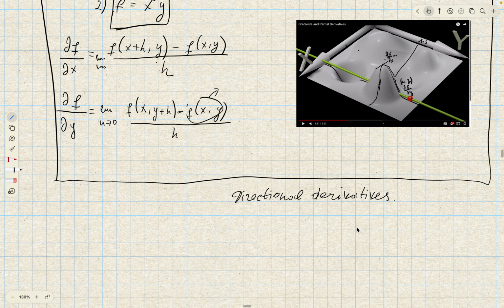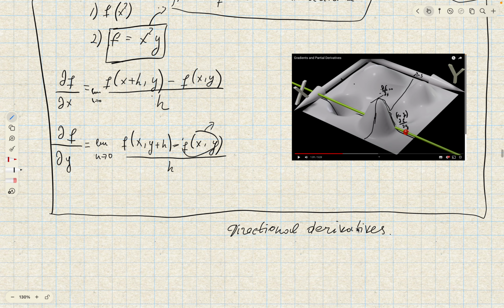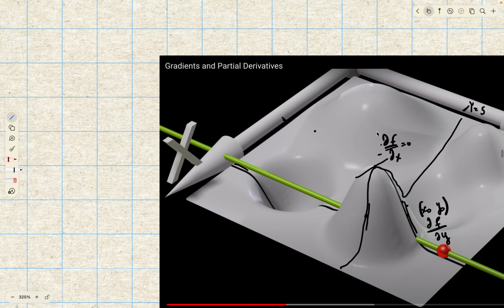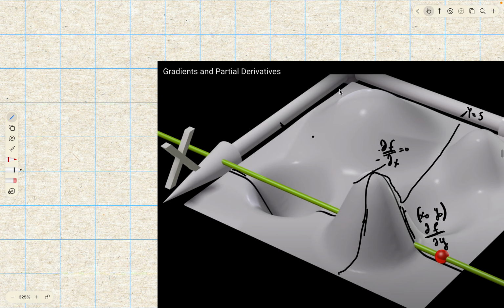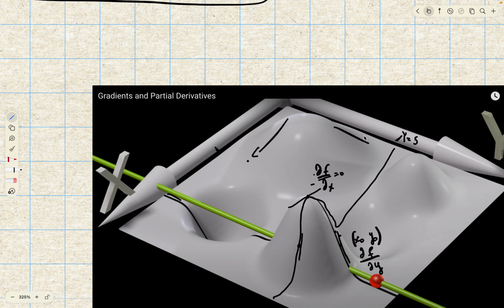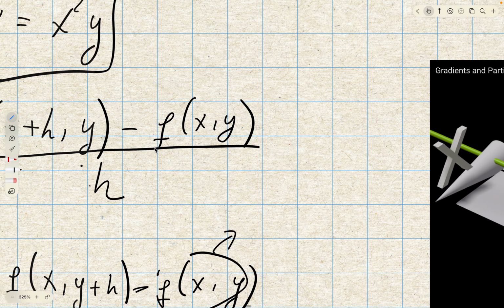Directional derivatives. So the necessity for gradient and directional derivative stems from the fact that in the first example we were purely moving in the x direction, and when we purely move in the x direction we treat y as a constant, and when we purely move in the y direction then we treat x as a constant, then we find derivatives.